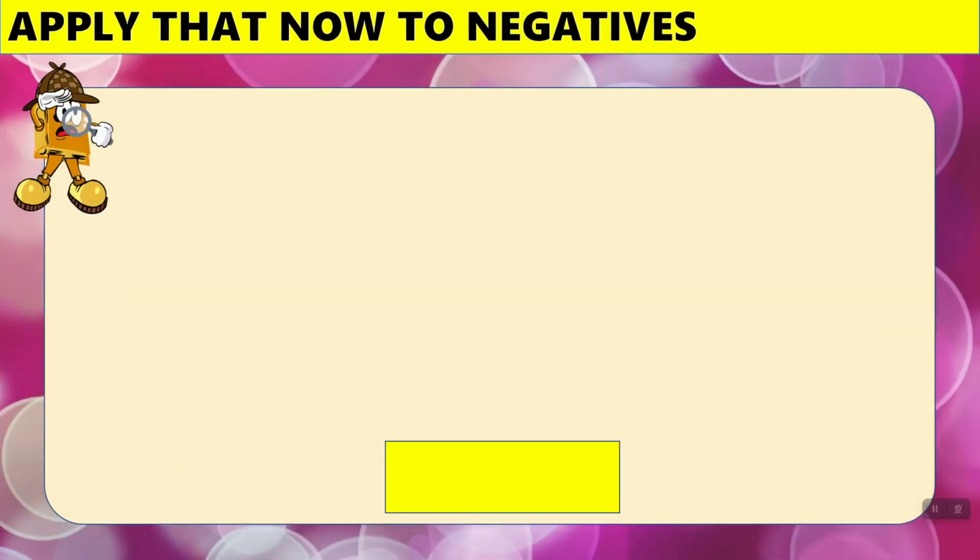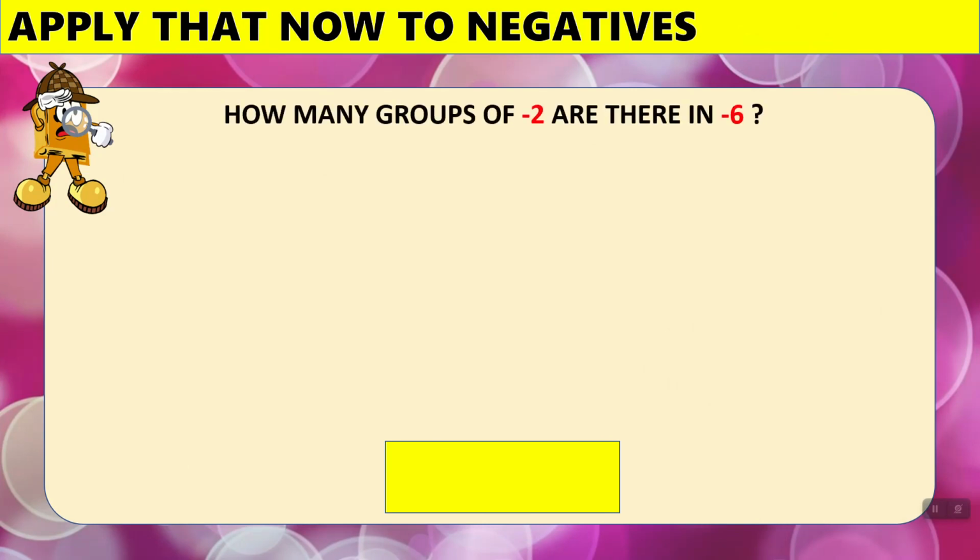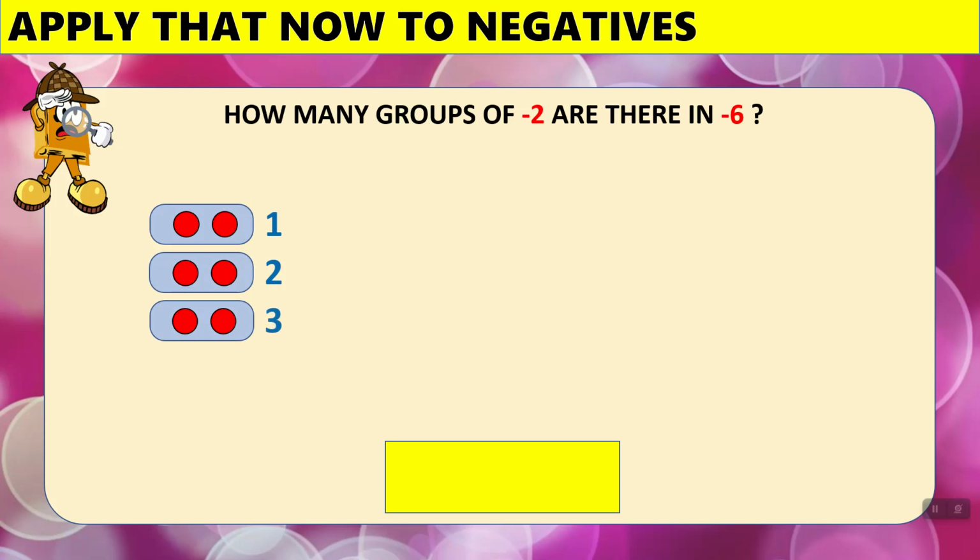Now let's apply that very same thing to negatives. How many groups of minus 2 this time are there in minus 6? So let's use our red circles to depict a negative number. So here's negative 1, negative 2. Here's another negative 2, and here's another negative 2. That is negative 6. And here is a group of negative 2. How many groups of negative 2? Here's one group of negative 2. Here's another group of negative 2. That's 2 groups. Here's another group of negative 2. That's 3 groups. So we have 3 groups of negative 2 in negative 6.